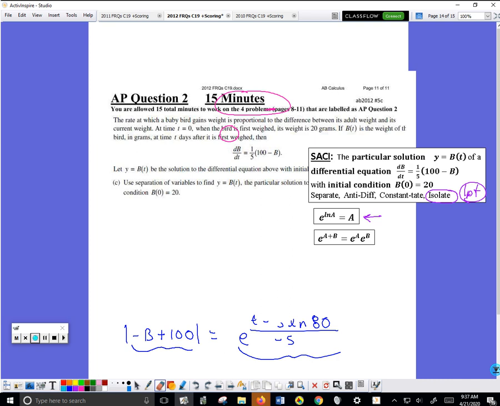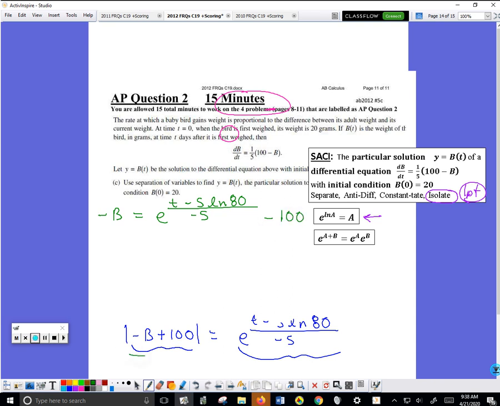So the two possible answers are negative b plus 100 is equal to, well, once we move the 100 over, it's going to subtract, so let's save a little writing here. So this will be negative b equals e to the t minus 5 natural log of 80. All of that is divided by negative 5. And that is then, because the 100 subtracts over, that would be minus 100.